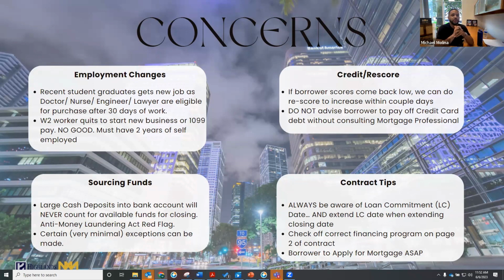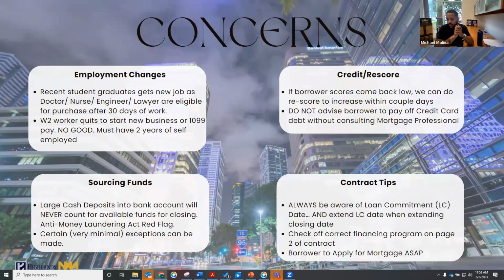Credit rescore. If borrower scores come back low, we can do a rescore to increase them within a couple of days. And I know some of you already know about how rescores work. I had a closing not too long ago with one of my realtors that I called the impossible loan, because the turnaround time was ridiculous. The client was pre-approved for a while, to the point where his credit report was about to expire. So before we submitted it into process, we asked him, did anything change? He said, no, everything's pretty much the same.